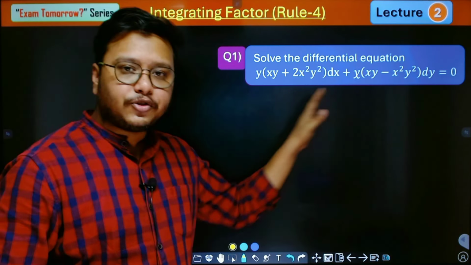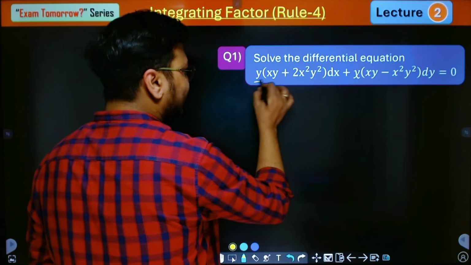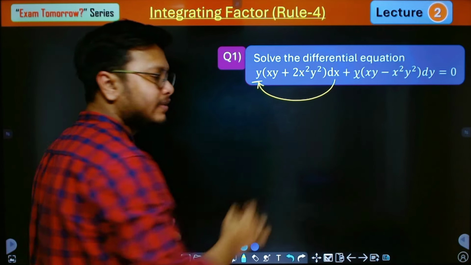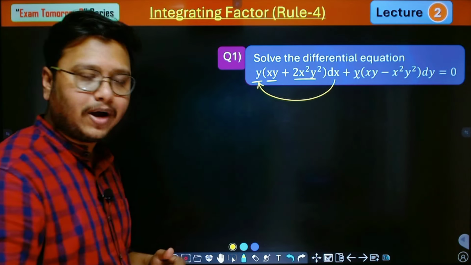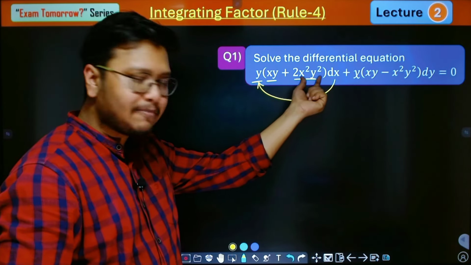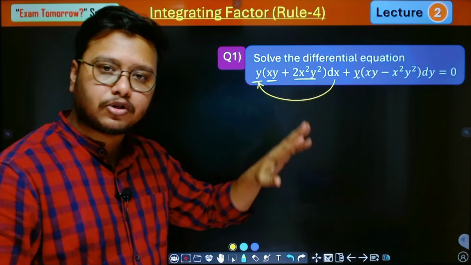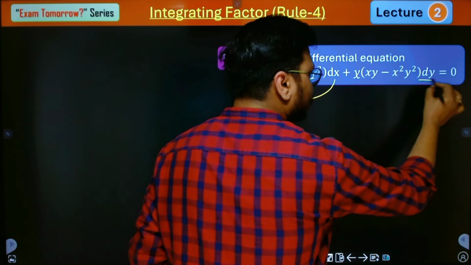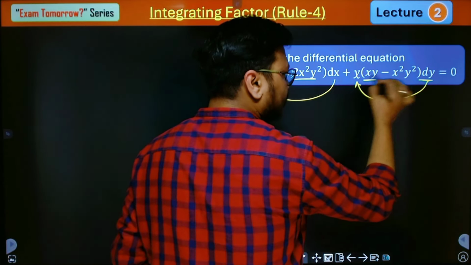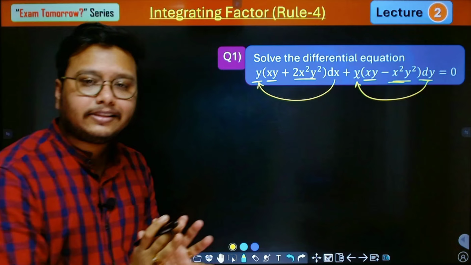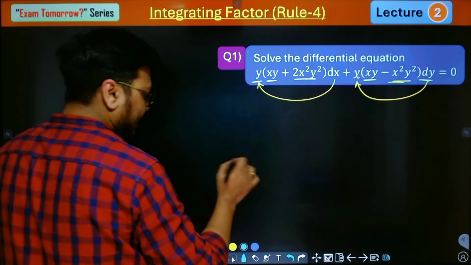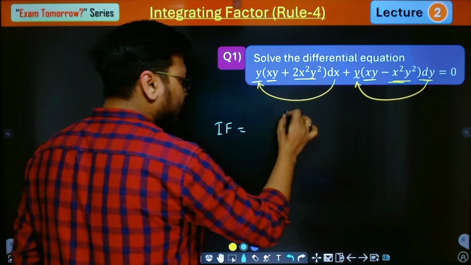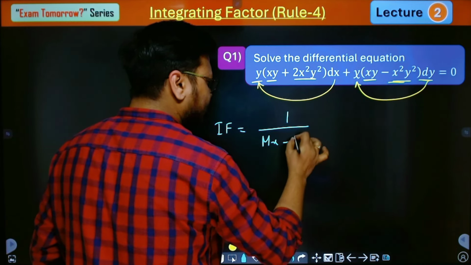So now in this question you can see that y is taken common, which is associated with the dx term, and you have terms which are a function of x into y, right? xy and then 2 times xy whole square, so that's a function of xy. So again x common with the dx part, function of xy, function of xy. So this is fitting into rule number 4. So that means directly you can say that your integrating factor is going to be 1 upon mx minus ny.